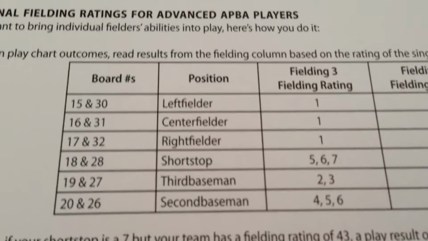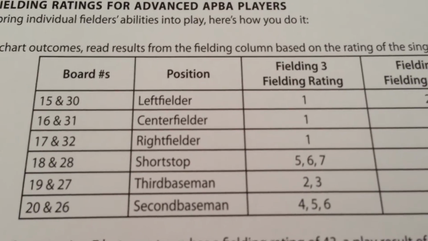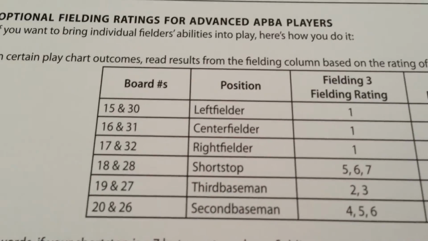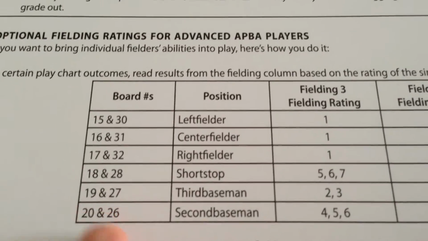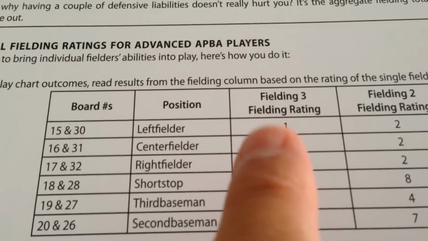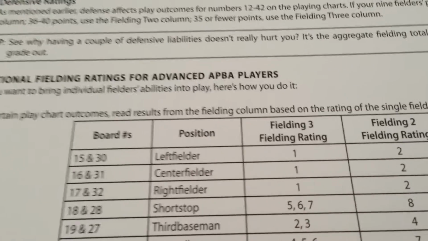And you can see here that for the outfielders and the infield, except for first base, if the result numbers are any of these right here, then you have to look at the fielding rating for the individual player. And how might that come into play?